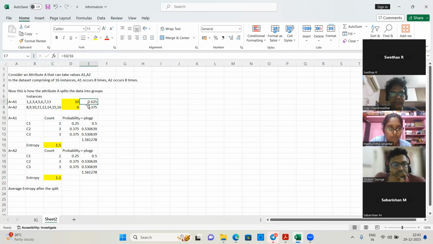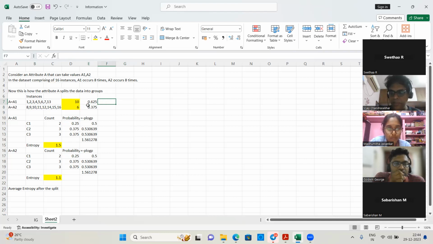0.65 by? 0.65, multiplied it with the entropy of A1. Okay, very good. And then? And multiplied 0.35 with the entropy of A2. All right. Summed it. Okay, so correct me if I'm wrong.